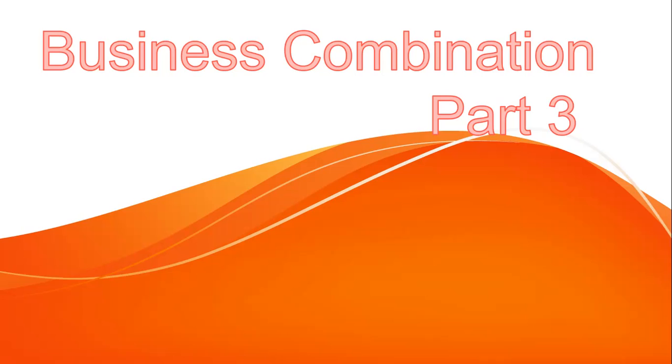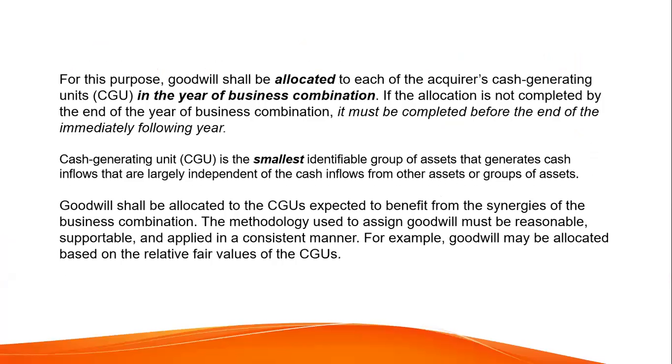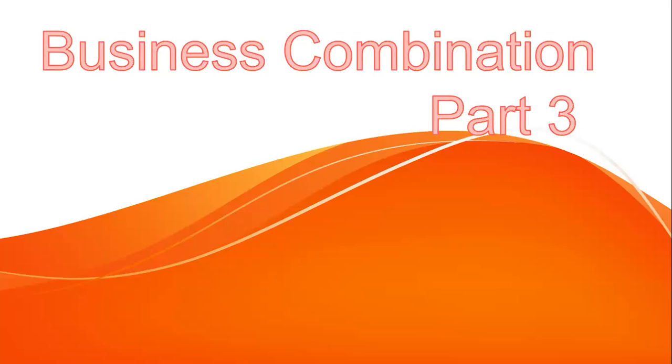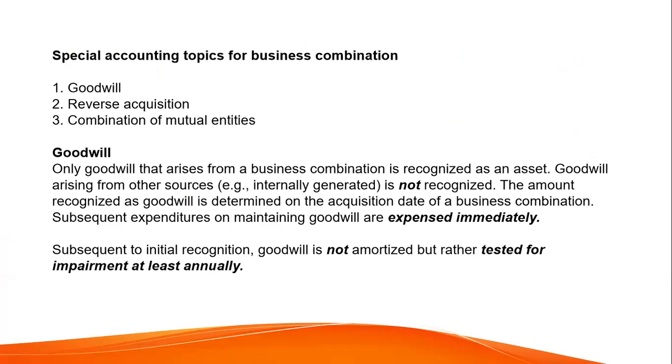Okay, so let's now go to the module 3 topics. Now you may have these topics viewed in the Canvas under the PDF, or you may also have this in your PowerPoint presentation. So we now go to the special accounting topics for business combination. Number 1 is goodwill to be computed, the different methods in determining goodwill.